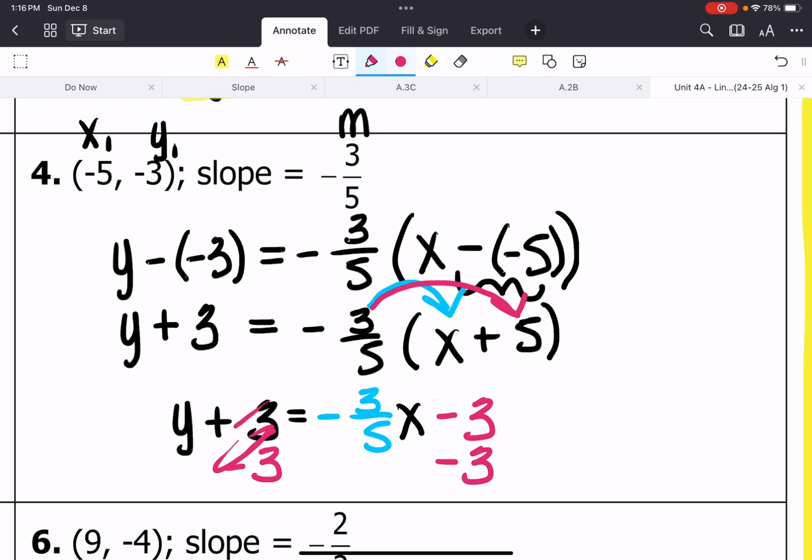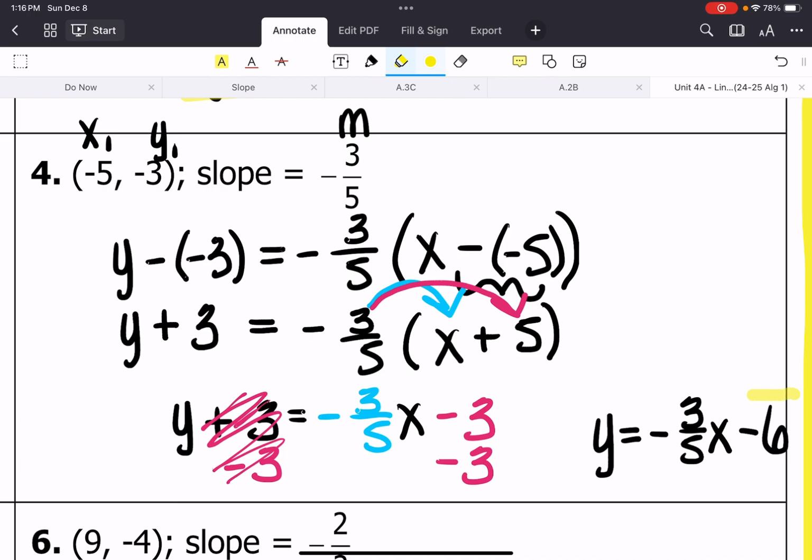Plus 3 minus 3, that just becomes 0. This goes bye-bye. You're left with y by itself on the left-hand side. That's going to equal negative 3/5 of x minus 6. Remember, same sign add, different sign subtract.